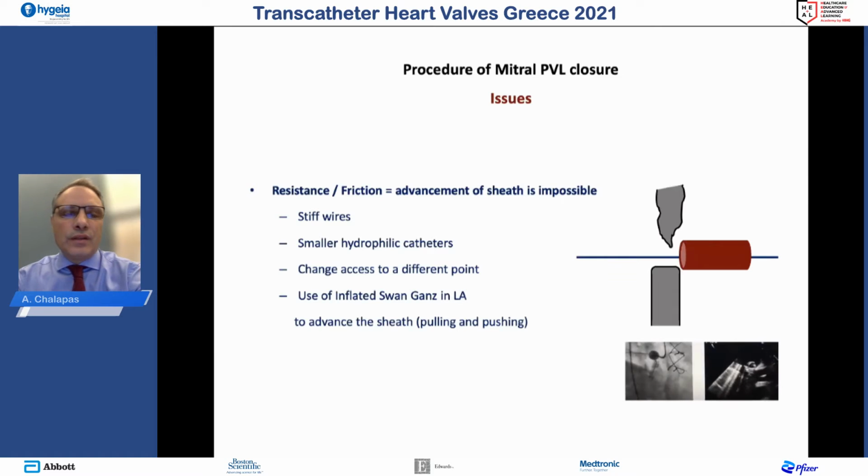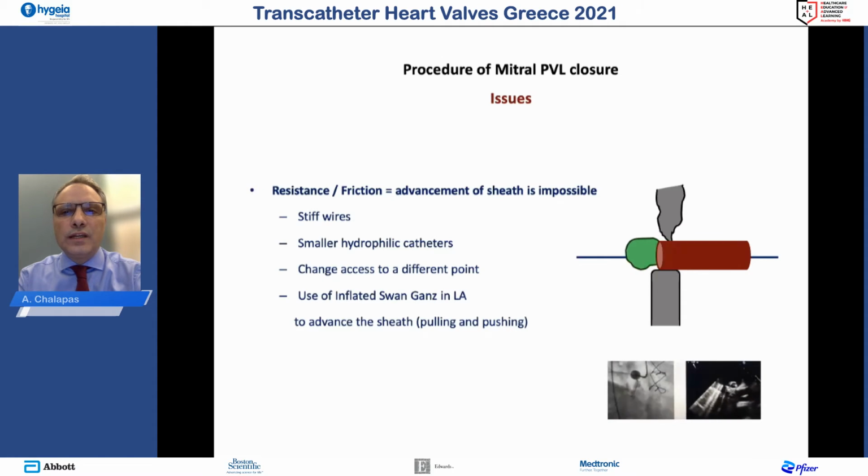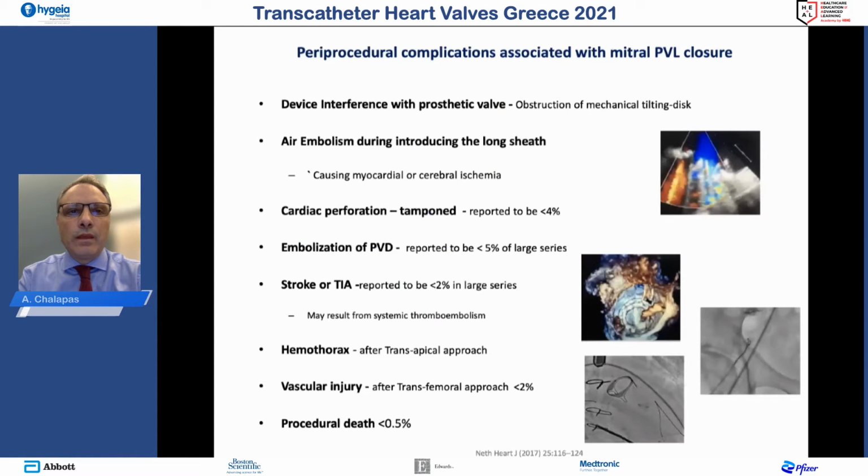One issue during the procedure is the resistance and friction to advance the sheath through the leak. There are several techniques in order to overcome this, like using a stiffer wire, if possible smaller hydrophilic catheters, or changing the access site to a different point. There are also some cases reported in the literature showing that by using an inflated balloon on the other side of the defect, and by the so-called pulling and pushing technique, we can overcome this problem.